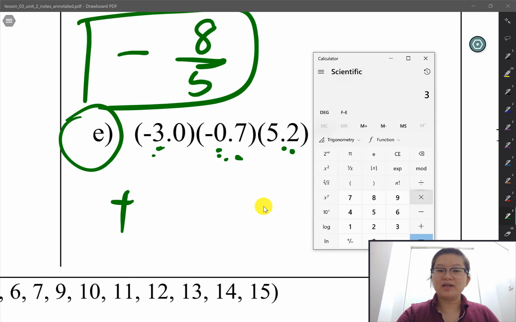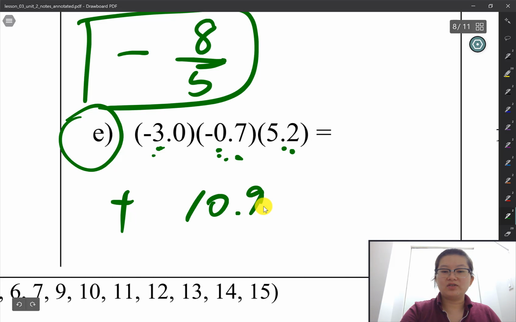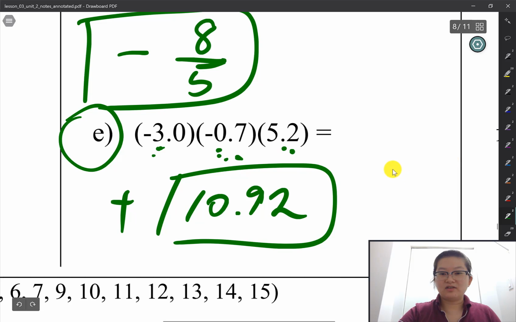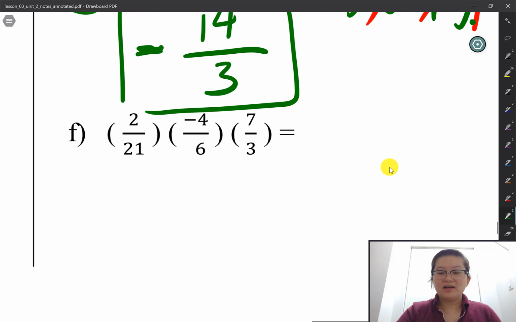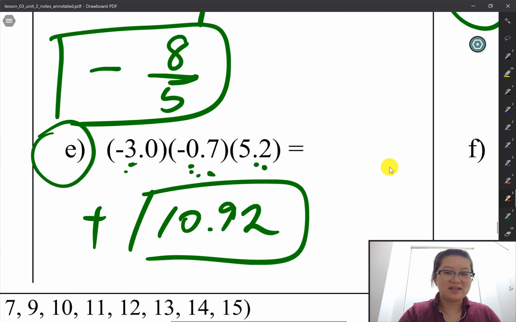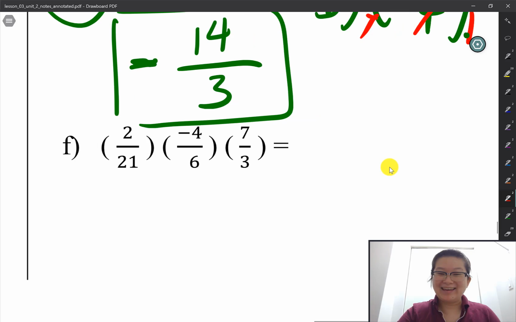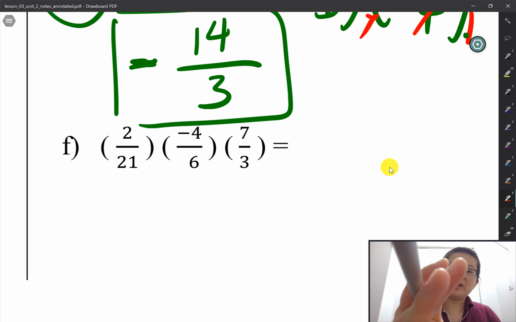I'm going to get 3 times 0.7 times 5.2. 10.92. Okay, there you go. That's our final answer for decimals. I said I will do this one with us together, and the reason is because I kind of want to show some cross-simplifying here. Oh, wait a sec. I did E. You're supposed to do F. Sorry about that. Will you give this a try? Try to do some cross-simplifying before you actually do the multiplication this time. Good time to pause the video and give it a try.